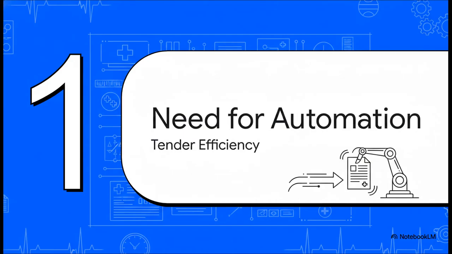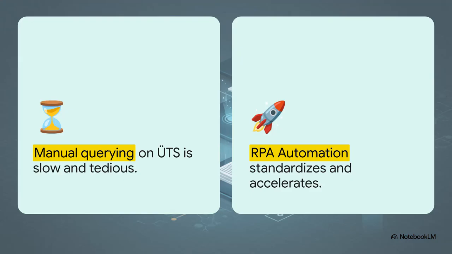All right, Section 1, the need for automation in tenders. We need to start by setting the stage in the high-stakes environment of medical tenders, where speed and accuracy literally make or break it for hospitals and suppliers. The core problem developers are trying to solve here is human latency. The old-school method of manually querying the Ministry of Health's UTS platform is agonizingly slow, and it just begs for human error. Relying on human operators to collect data for hundreds of devices simply doesn't scale.